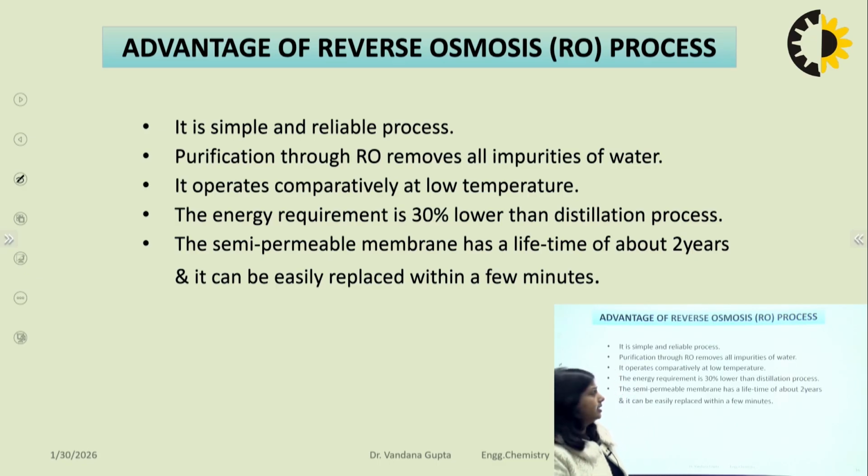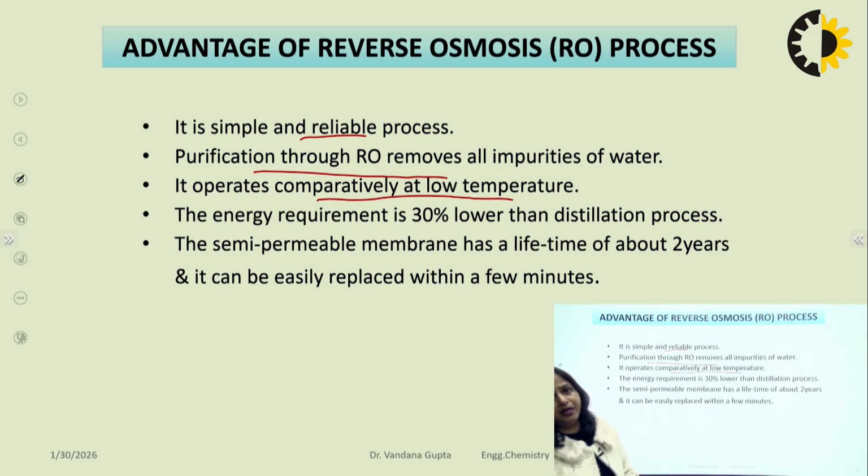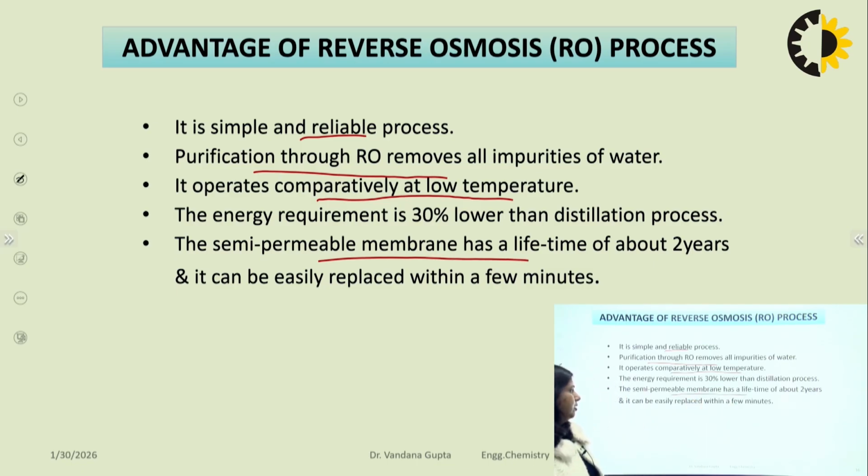This process is very simple and reliable. Purification through RO removes all types of impurities. It operates comparatively at low temperature. The energy requirement is 30% lower than the distillation process. And the semi-permeable membrane has a lifetime of about 2 years, which can be easily replaced within a few minutes.